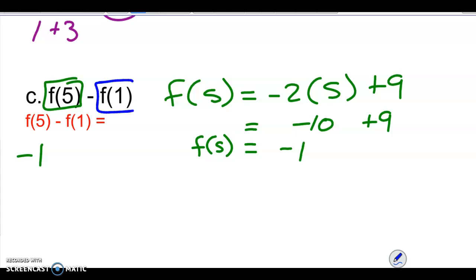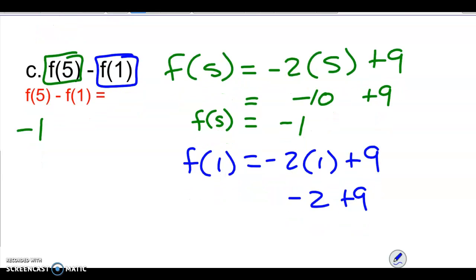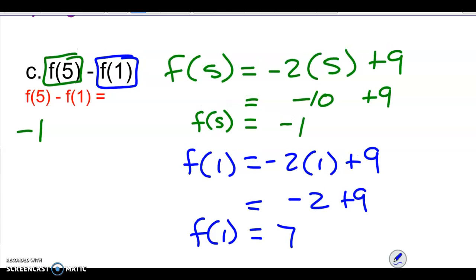And then f of 1 is going to say negative 2 times 1 plus 9. So we're going to have negative 2 times 1 is negative 2, plus 9 is going to be equal to 7. And we end up with f of 1 equaling 7. So then up top here, f of 5 minus f of 1, negative 1 minus 7 is equal to negative 8. So it's really just having you do some more practice plugging those things in.